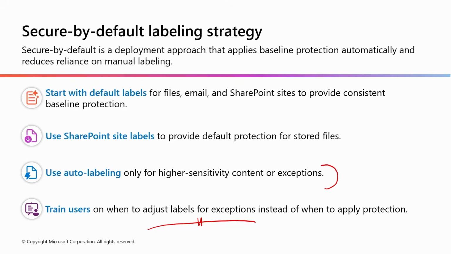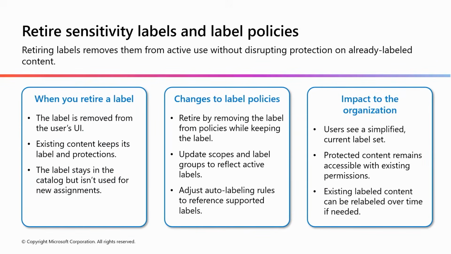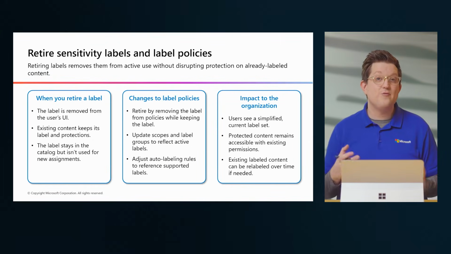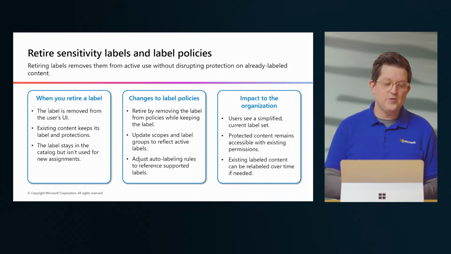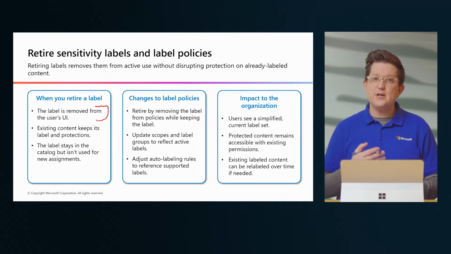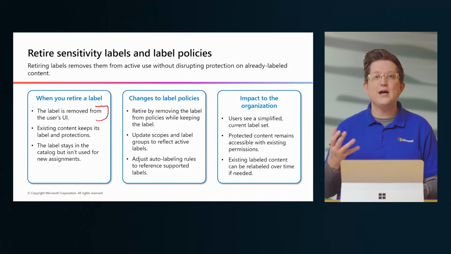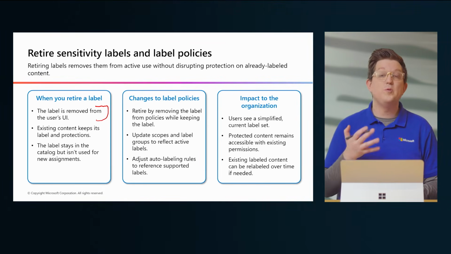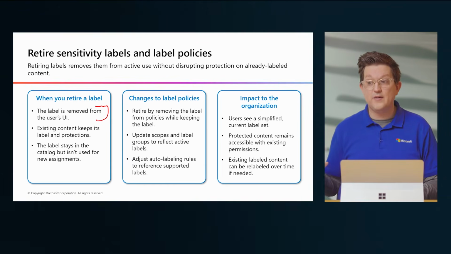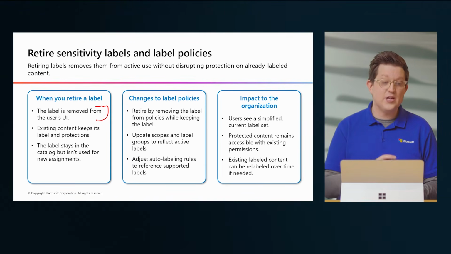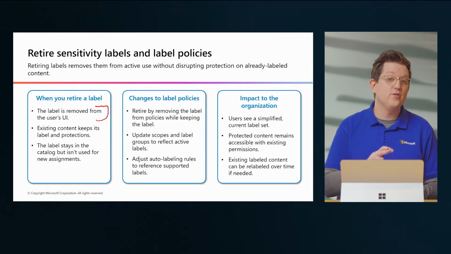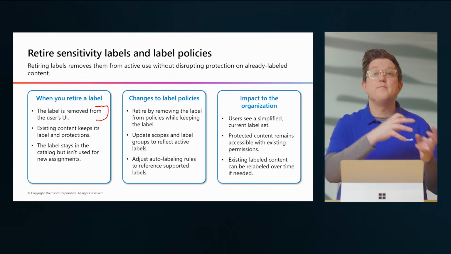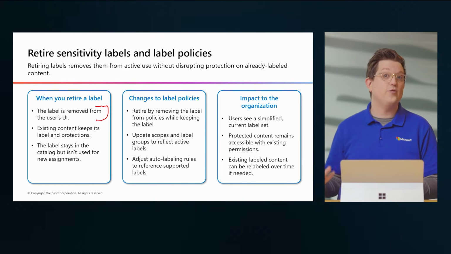Now, when we do come to the point where we need to go through and remove a label from our environment, the simple answer is you won't remove that label immediately. A retirement of a label does not mean an immediate removal. In fact, when a label is removed from the user's UI, typically the content itself still has the same label and protections in the backend. Then over time, we will catalog what labels are actually available to us, where we have seen adjustments, and we will ensure that whilst it's not used for new assignments, we can actually still keep policies running and then migrate those across to a different label structure.